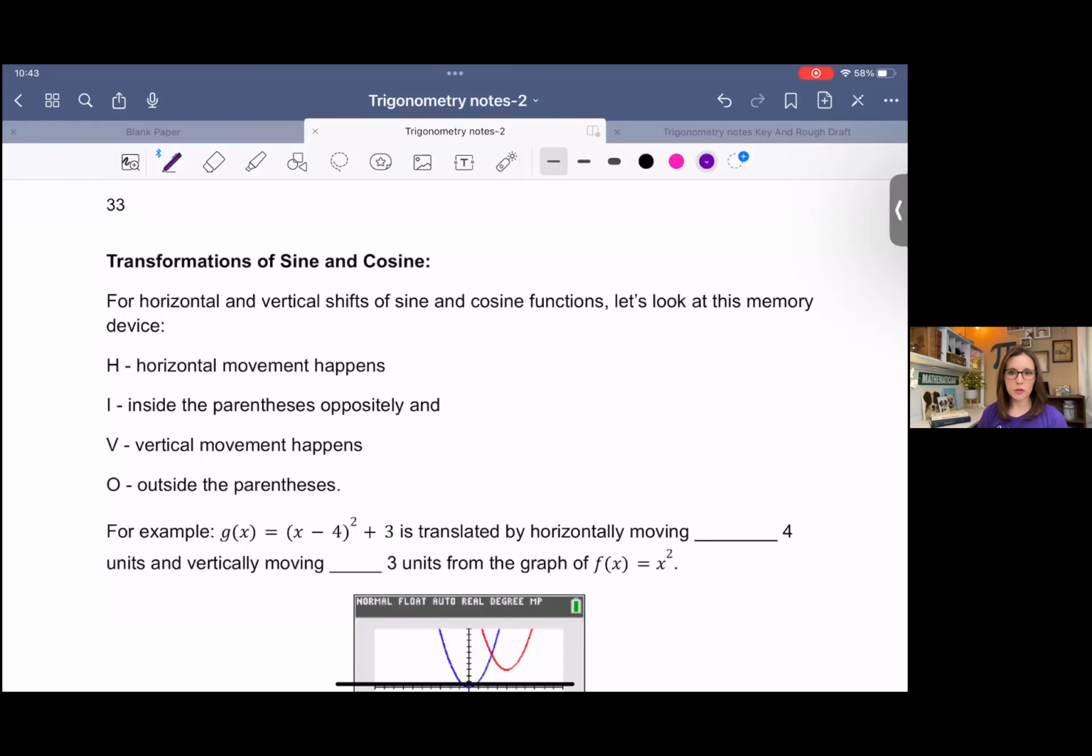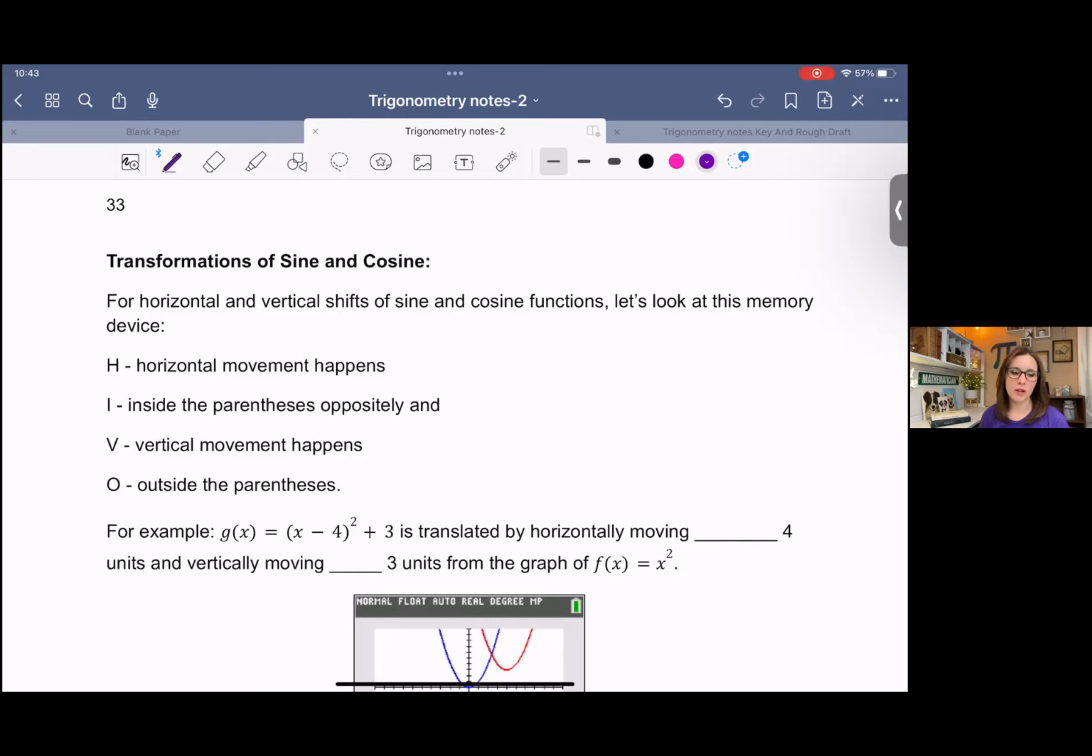Hey y'all, in this video lesson, I'm going to teach you about the transformations on the graphs of sine and cosine. Before we get into that, I want to first go over an easier example of something that you might have seen before in algebra. And to do that, I want to talk about this memory device that I like to use. I call it HIVO. I did not invent it, someone else did, but I like to use it.